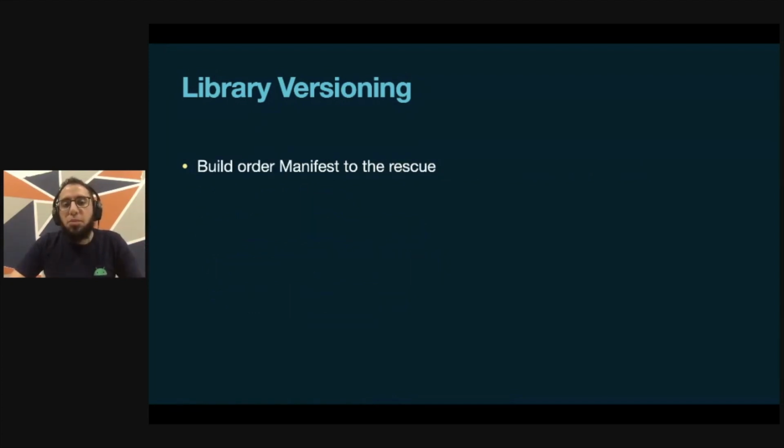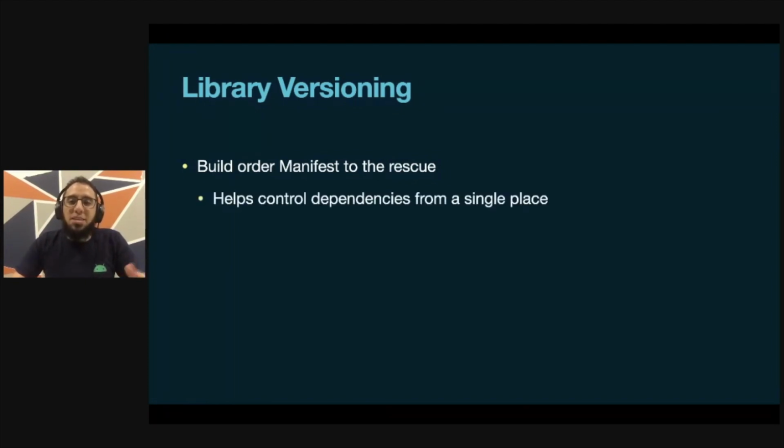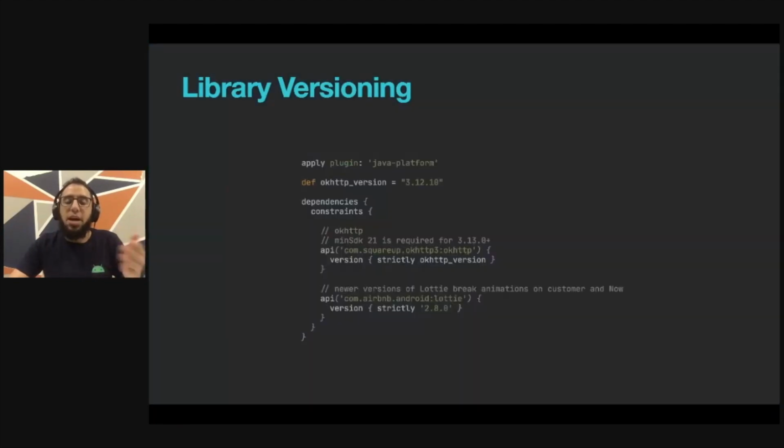So how do we solve these problems? We use the build order manifest. This is a feature that helps us control dependencies from a single place and avoid any surprises, because we say, hey, these are the restrictions on the dependencies that we have. Here's an example of our actual build order manifest that we're using. It's just a dependencies block, just like your normal dependencies in your build scripts. And there's a constraints block under that where we specify the version numbers: OkHttp, for example, must be strictly 3.12.10, and Lottie must be 2.8.0.